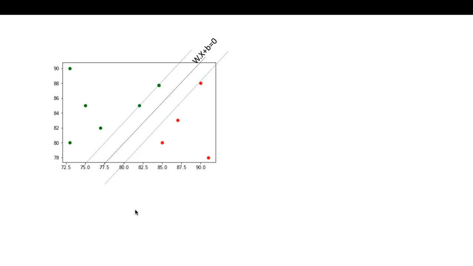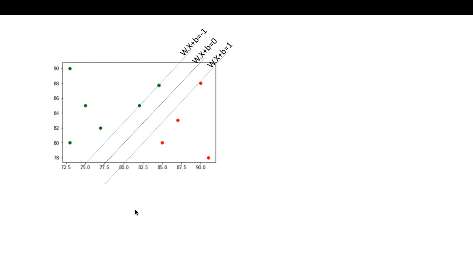So let's say the equation of this decision boundary that we are trying to find is wx plus b equals 0, where x is x1 and x2 represented in 2 dimensions here. Okay, and in that case the two margins would be wx plus b equals -1 and wx plus b equals +1. Okay, they are equidistant from the decision boundary.